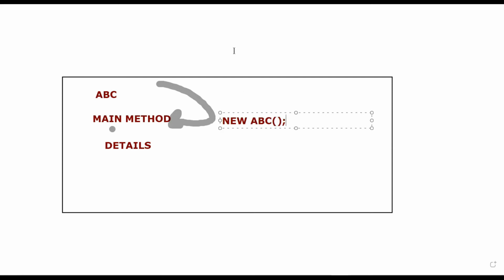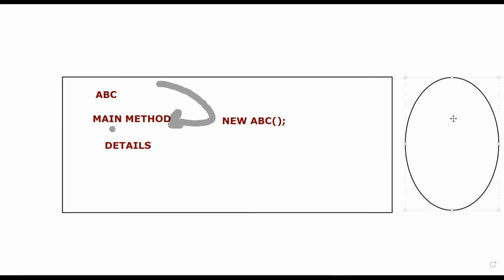One object will get created. In this object, ABCs, this new object will be created. In this object, all the variables and methods which are outside the main method will be copied. So details, this is the method which is outside the main method. It will be copied here. So it will have details in it. If there is any global variable, those global variables will also get copied in it.